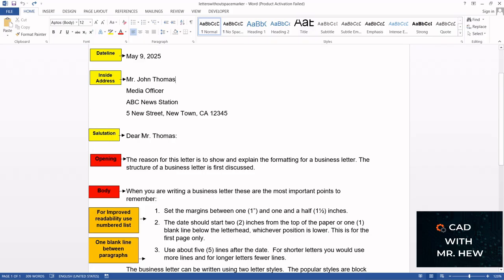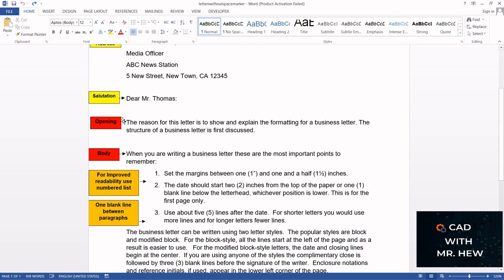Then we have the salutation. We write dear, and we put the title of the person, whether it's Sir, Mr., Mrs., or Doctor, and then the person's surname followed by a colon. Or you could put a comma, but we normally put a colon.